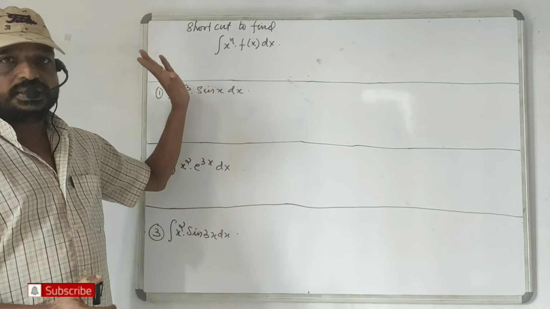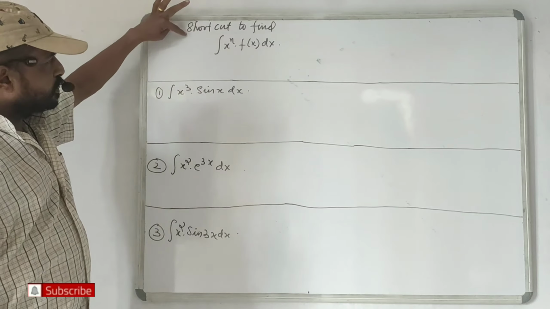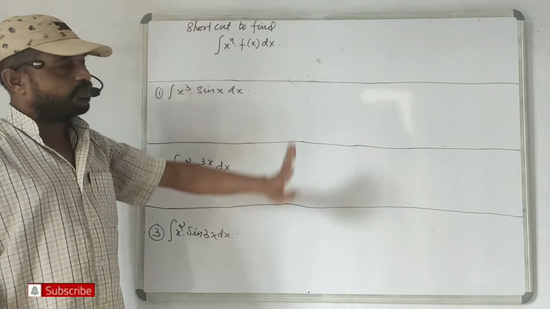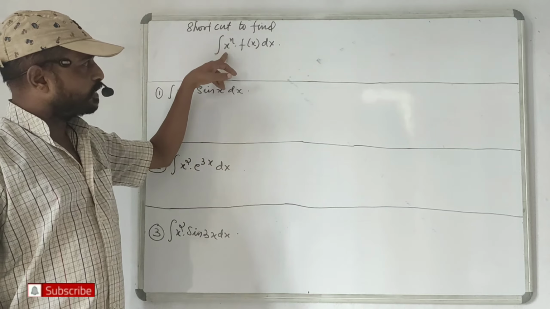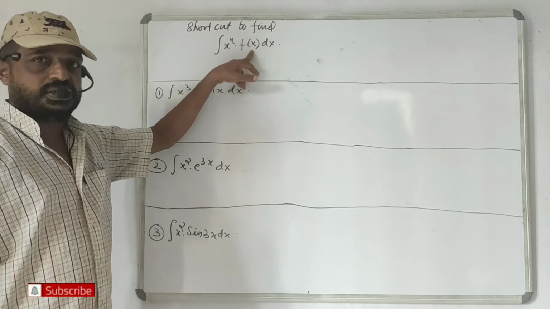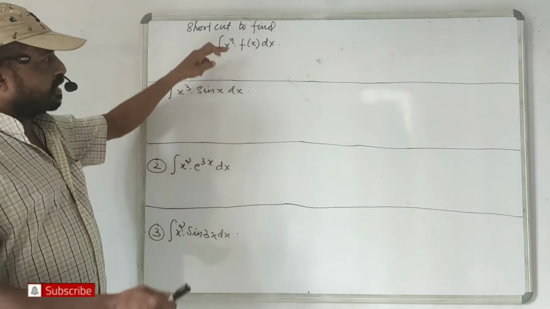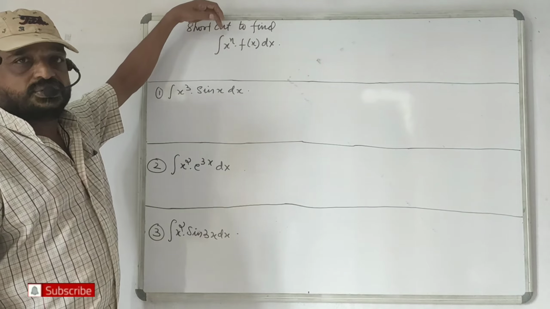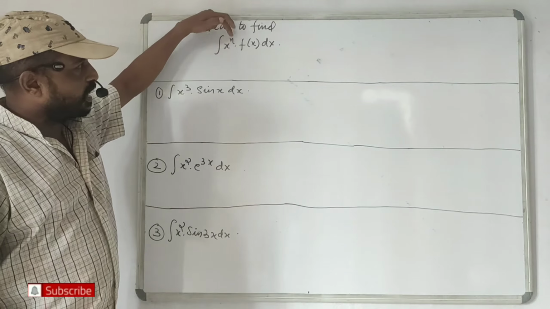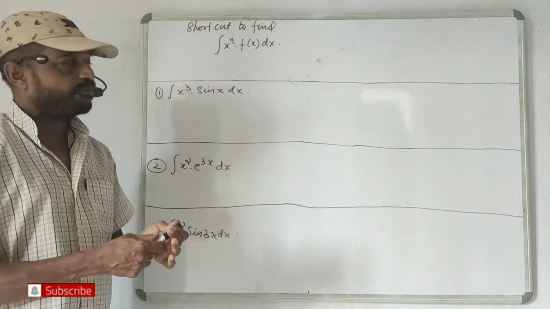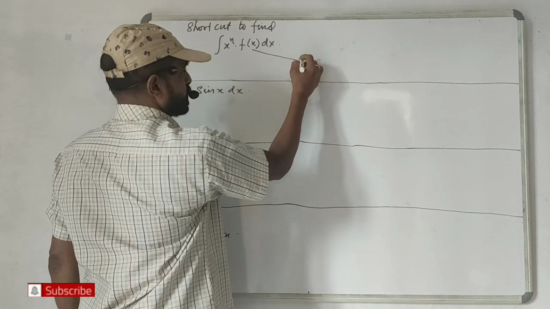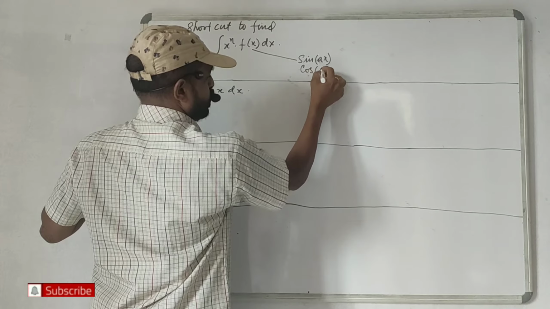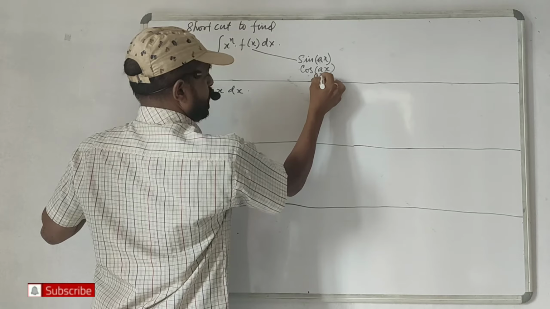Okay. Now let us go to the topic. A shortcut method to find the integral of x raised to n f of x dx, the integral of the product of x raised to n and f of x dx. Here x raised to n means it may be x raised to 1, x raised to 2, x raised to 3, etc. The first function is x raised to n and the second function is f of x. Here this f of x could be sine of ax or cos of ax or e raised to ax.